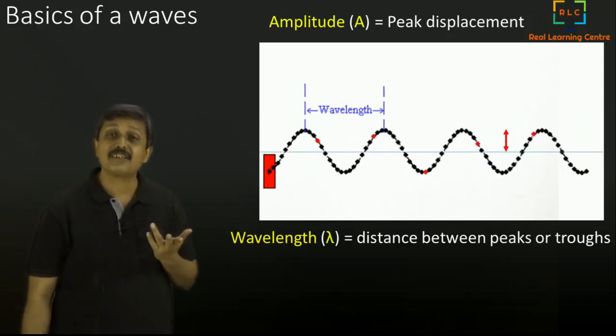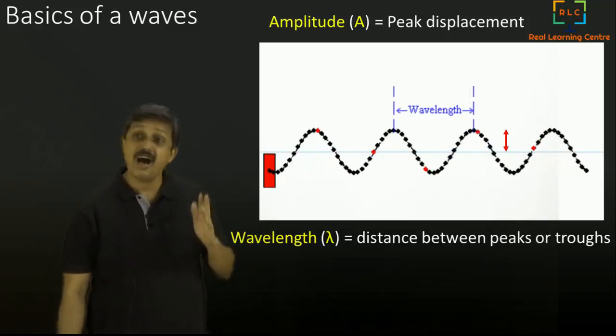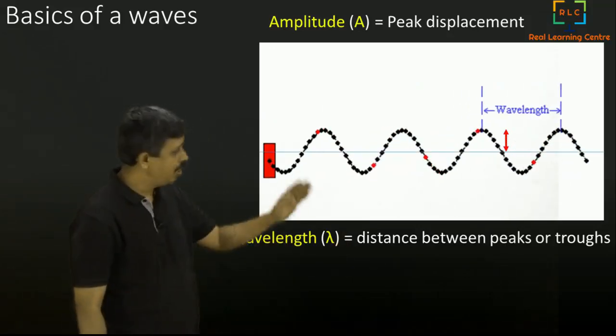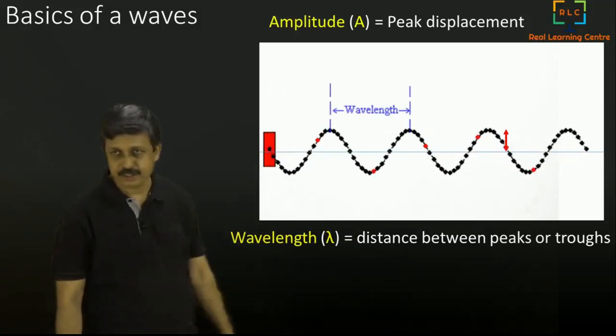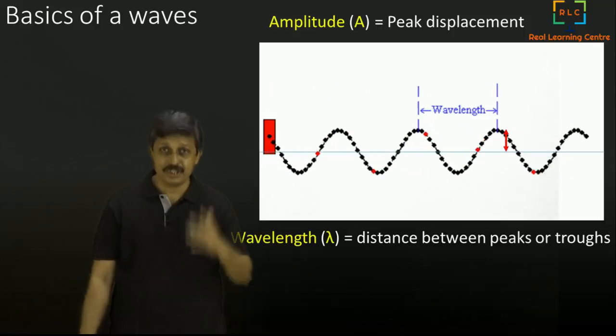And what is wavelength? Wavelength is nothing but the distance between two consecutive peaks, or two consecutive troughs. It is clearly mentioned in the picture here. What is the wavelength? Length of the wave. It is measured in meters.